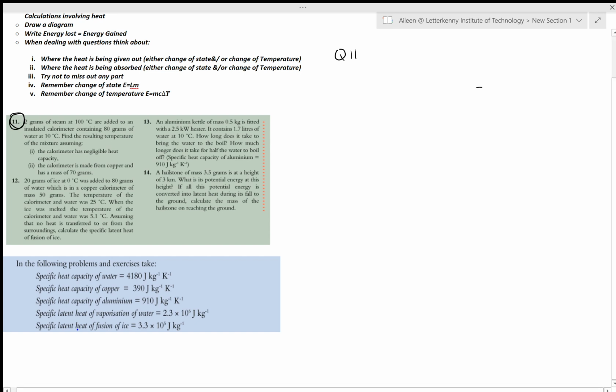All right, so in this case, draw out what you have first. So we have water, and our water is at 10 degrees. We then have steam, which is at 100 degrees Celsius. And we're adding steam to the water.